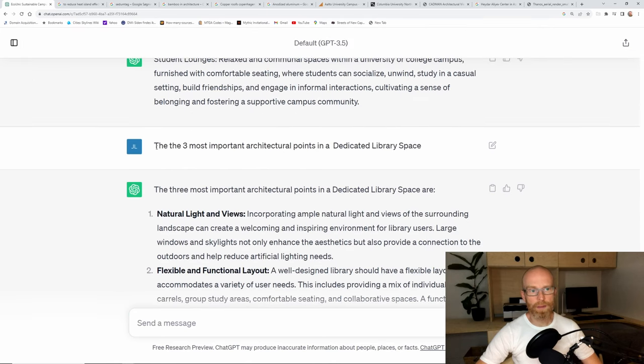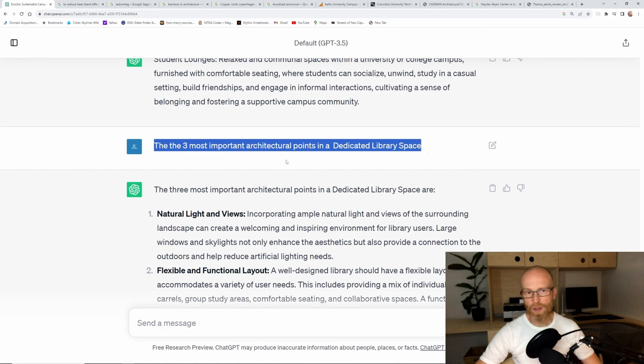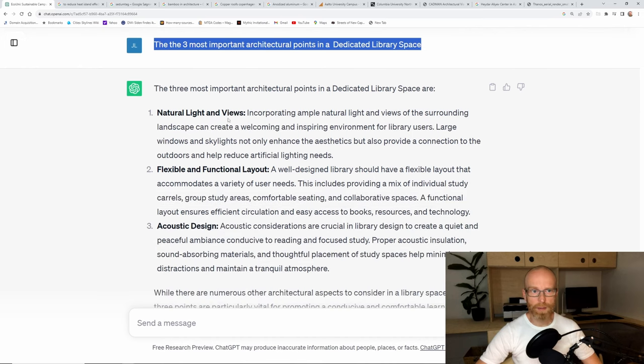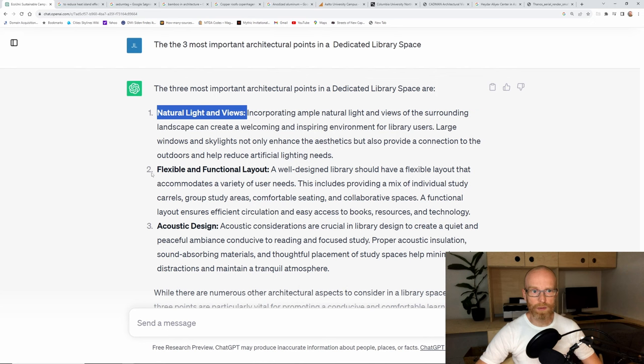So here, for example, I started to prompt it a little bit differently. I asked it the 3 most important architectural points in a dedicated library space, because the discussion was a little bit fluffy. So I wanted to make it more concise for what we needed to do with it in the room program. So for example, here: natural light and views, flexible and functional layout, acoustic design. So it's about asking the precise question to ChatGPT that answers your specific point about architecture in our case.